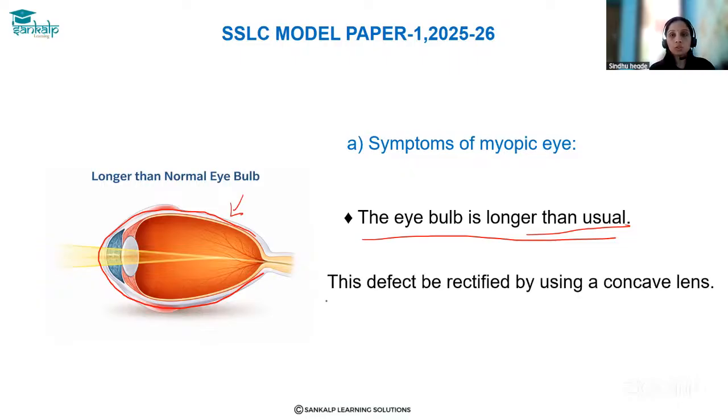So how do we correct this defect? This myopic eye defect is rectified by using a concave lens. See, this is a concave lens, right? By using this lens, we can correct this defect.